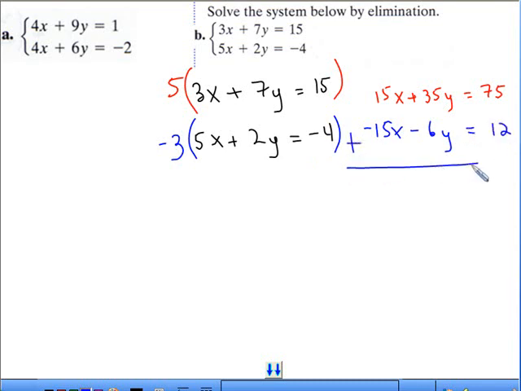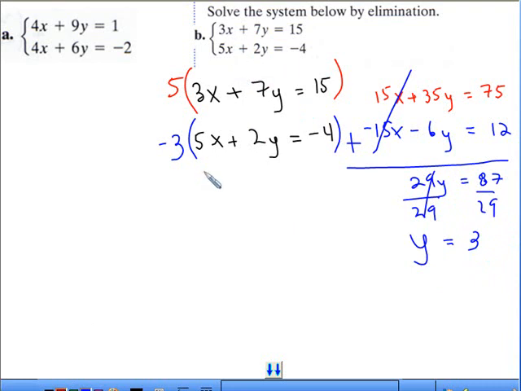Now you want to combine the equations, because the x's will eliminate. This will give you 29y is going to equal 87. Divide both sides by 29, so y is going to equal 3. Now that you know y, just plug it into one of these equations and solve for x.